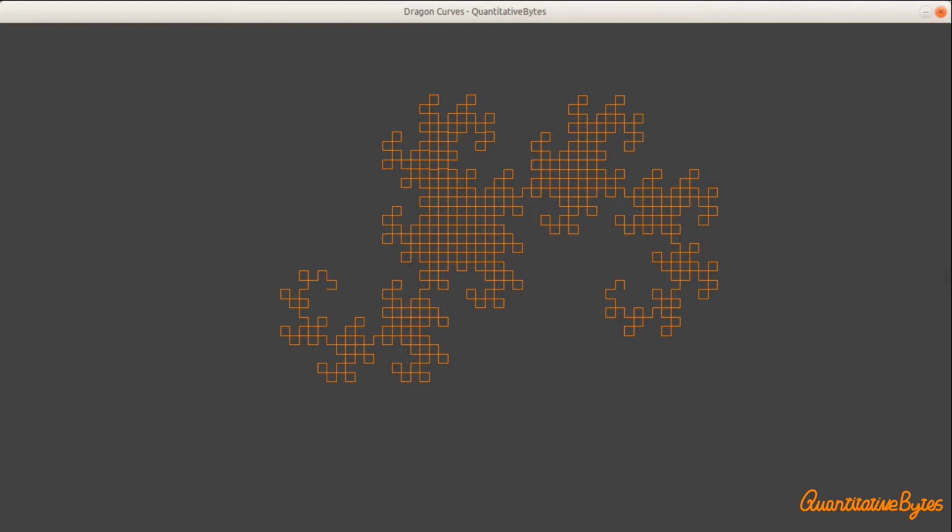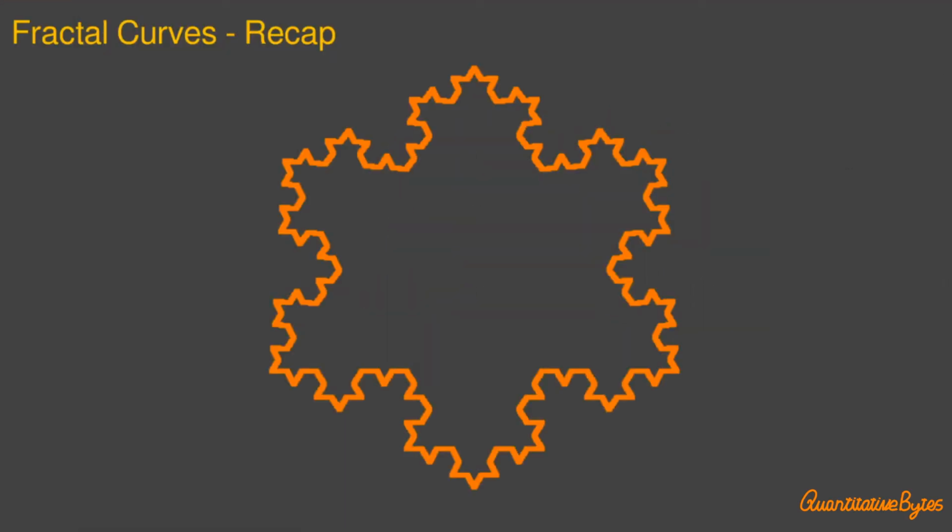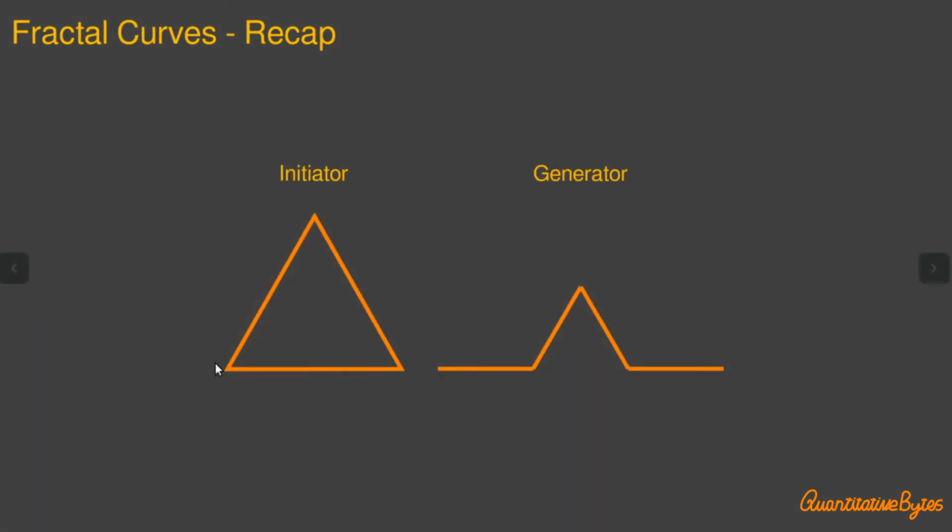What I want to do before we start is just a quick recap on the material that we went over in the previous episode. This is the classic von Koch snowflake that we talked about in the last episode and the episode before that. It was created, if you remember, by a specific initiator, which in this case took the form of an equilateral triangle, and a generator that looked like this.